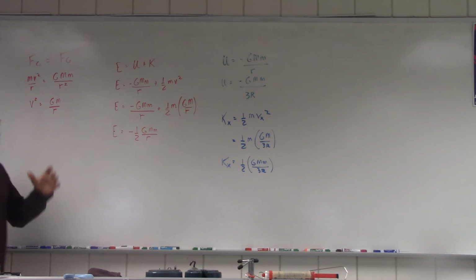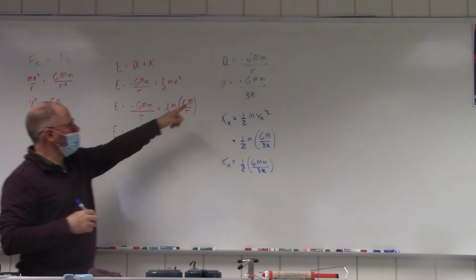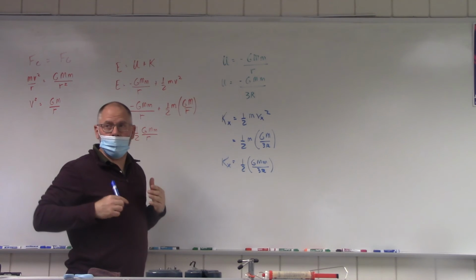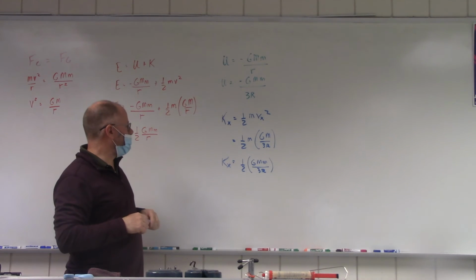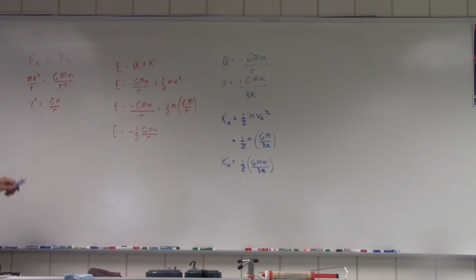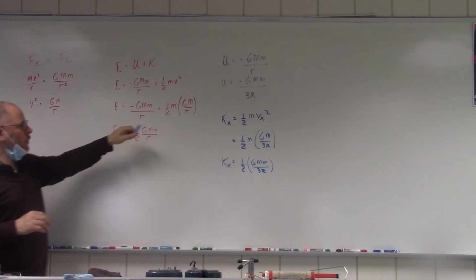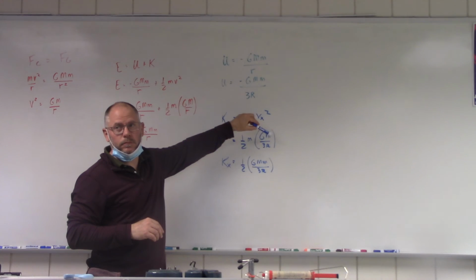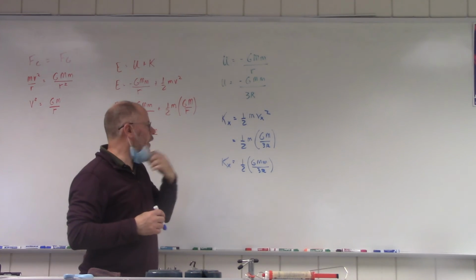So the question says, in terms of Kx, what is this right here? Are you missing a square on the GM over 3R term? Maybe not. So V squared is equal to GM over R. Oh, my bad. No, that's good. Because it's squared, I just plugged it in directly. Is that cool? All right.